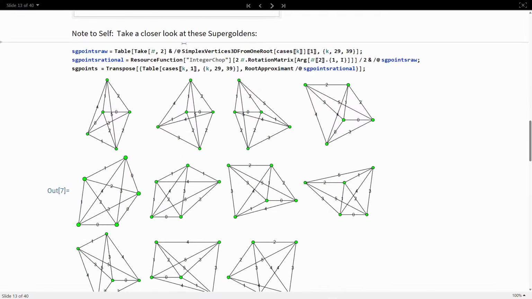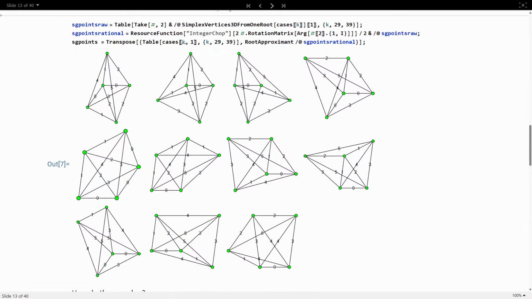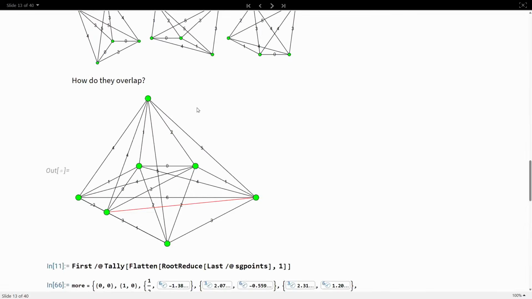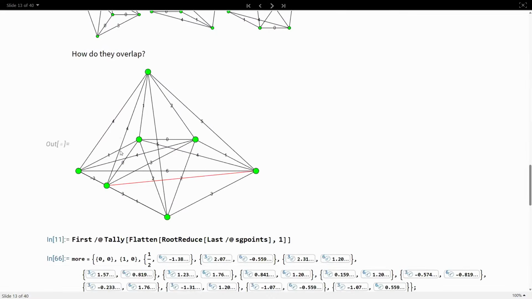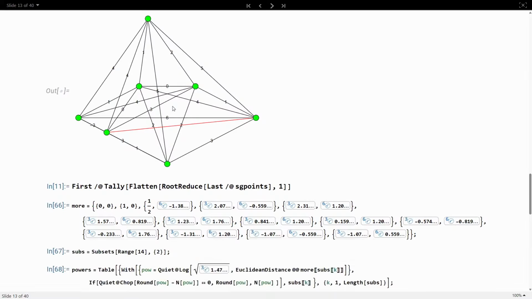So I wasn't expecting these super golden, so I decided to take a closer look. So here are the 11 super goldens. These might be involved in new tiling systems, so that's something I should take a look at. And we can ask how well do they overlap. So these are the first 3 put together in one image. This line here is not a direct power length, so I've put it in red. All these other values with numbers, those are powers of the square root of the super golden ratio.